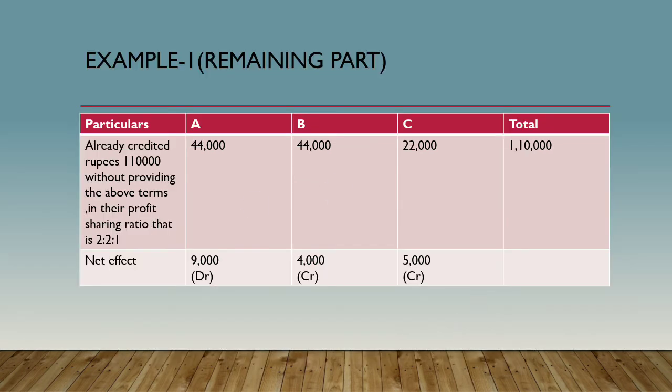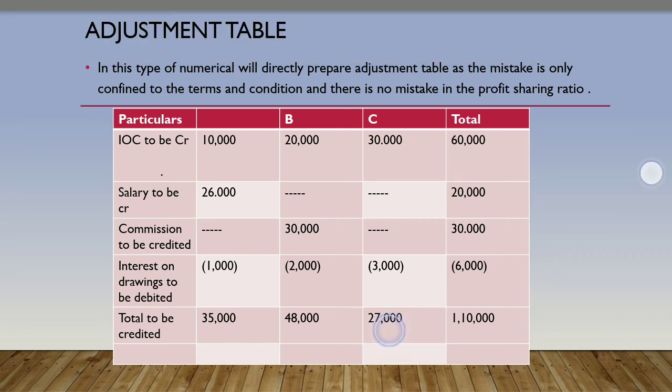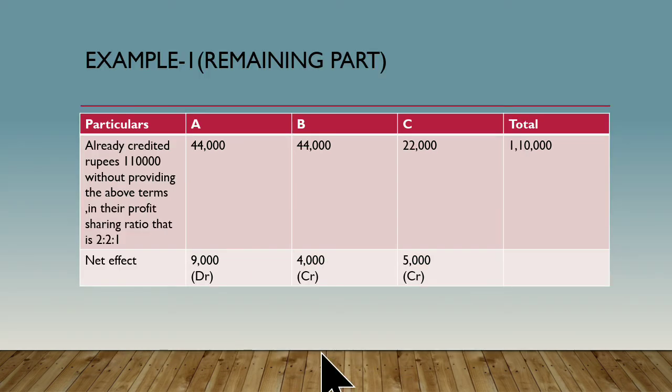So that 1,10,000, what they have done, they have not given to anybody, right? Rather they have taken it in their agreed ratio, that is 2:2:1. So from 1,10,000 they have taken 44,000, 44,000, 22,000, right? So in the previous table you see, A has to get 35,000, B has to get 48,000, C has to get 27,000, right? But already they have taken 44, 44, 22. So A should take 35,000, but has taken 44.